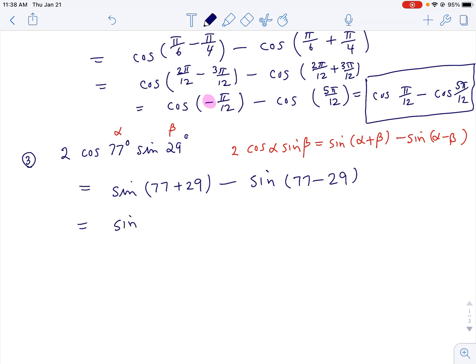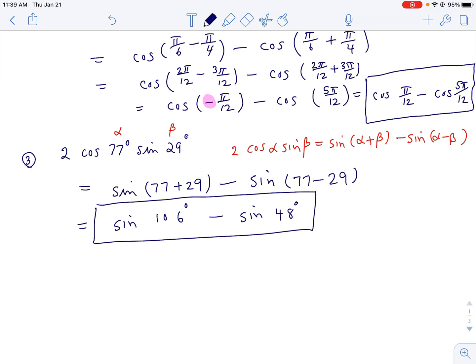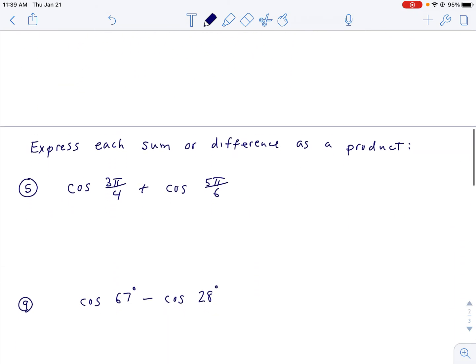And of course, I didn't even bring my calculator today, but if I add up 77 and 29, I'm pretty sure I get 106 degrees. And in the second set of parentheses, if I go 77 minus 29, gosh, what's that going to be? 48 degrees? Yeah, 48 degrees. So, hey, I did it. I wrote a product as a difference. So the final answer is sine of 106 minus sine of 48. I know it sounds silly, but that's the final answer. Okay?